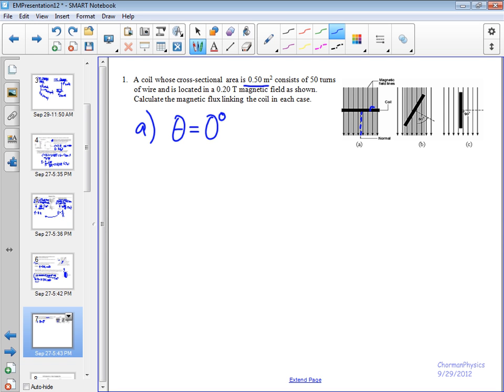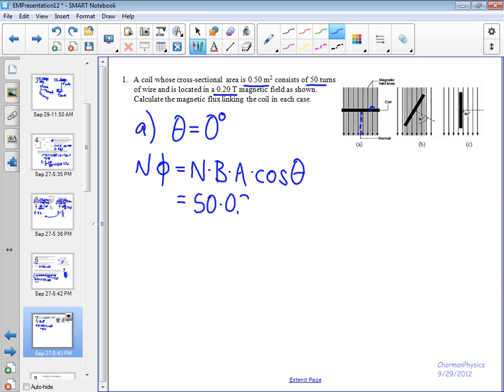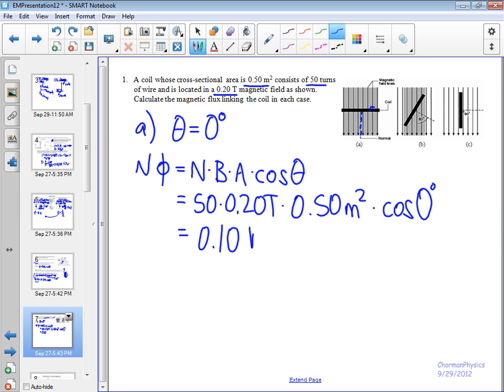We're told that the coil has a cross-sectional area of 0.50 meters squared, N equals 50, and the magnetic field strength is 0.20 Tesla. When we solve for the magnetic flux linkage, N times phi, we just need to do N times B times A times cos of theta. Put this all together, it's 50 turns times 0.20 Tesla times 0.050 meters squared, times cosine of 0 degrees, and what we end up with here is 0.10 Weber.